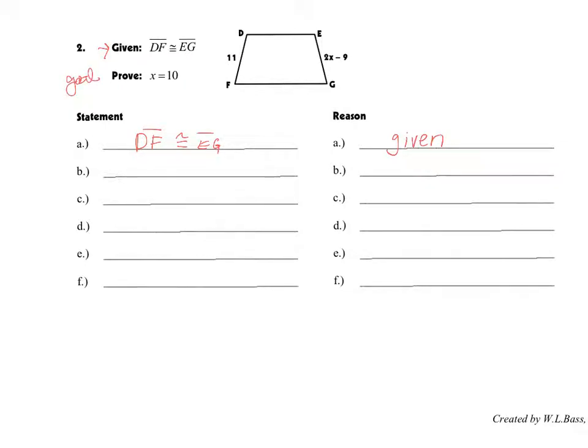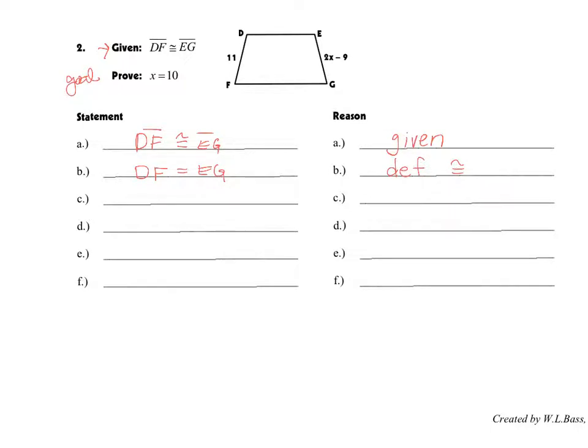And so this is where we're going to start to really come in with some of the things that you were asked to memorize last week. We should know that if we are told this piece of information, then we know that DF is equal to EG. And the reason that that is true is a definition, the definition of congruency.